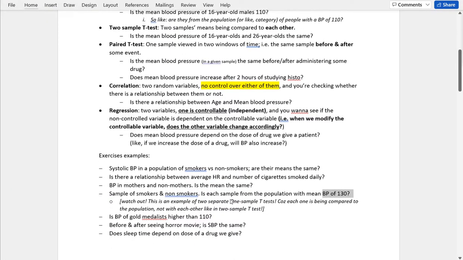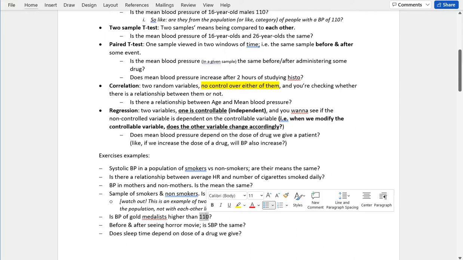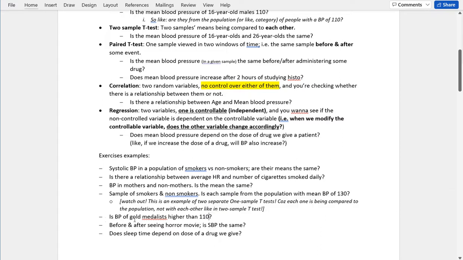Let's go to the next one. Is the blood pressure of gold medalists higher than 110? Tick tock, tick tock, tick tock. So this is clear again. Gold medalists are your sample, and you're checking if it falls into the population of people with 110 blood pressure. So once again, it is a one-sample t-test.